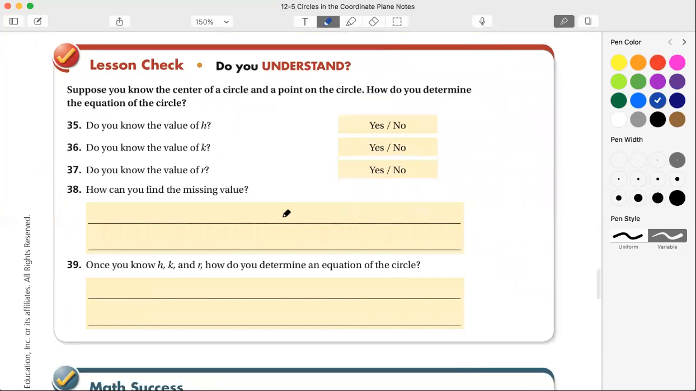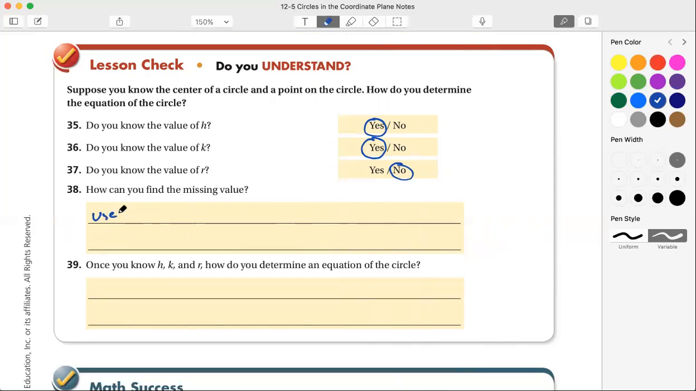Okay, so suppose you know the center of a circle and a point on the circle. How do you determine the equation of the circle? So do you know the value of h? Yes. Do you know the value of k? Yes. Do you know the value of r? No. So what can you do to find the missing value?